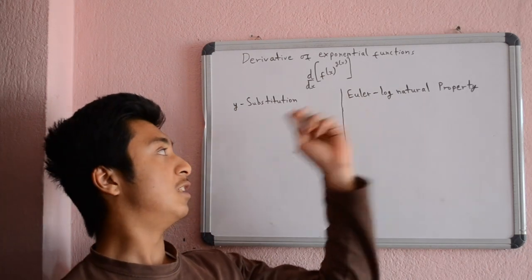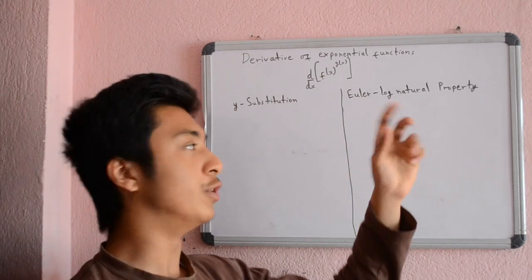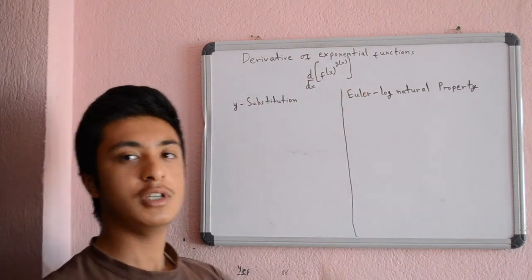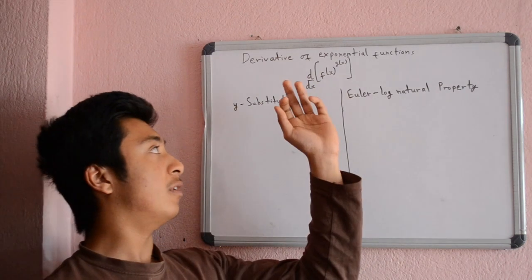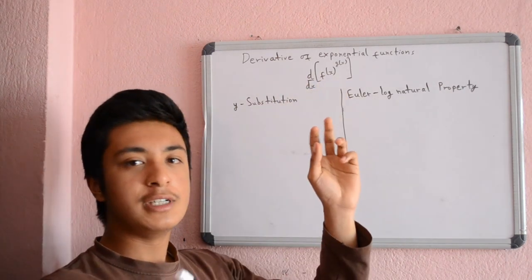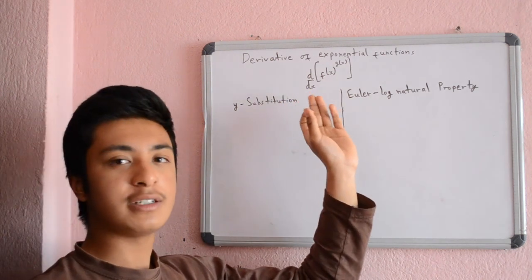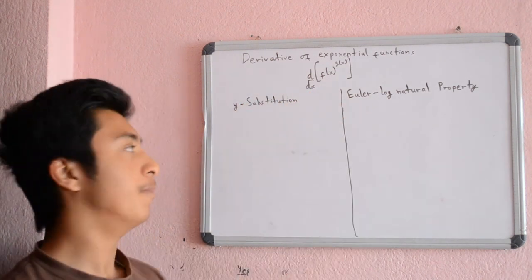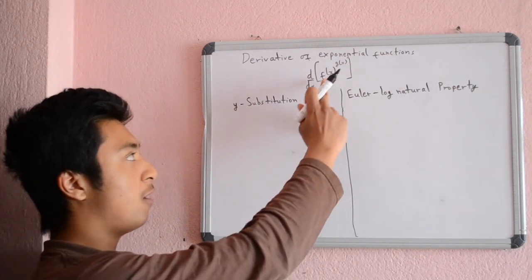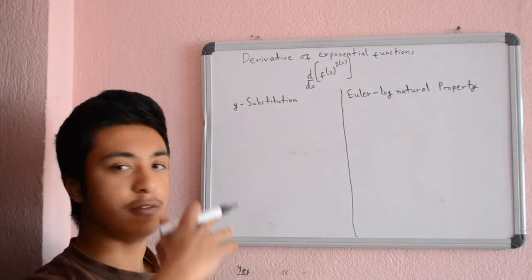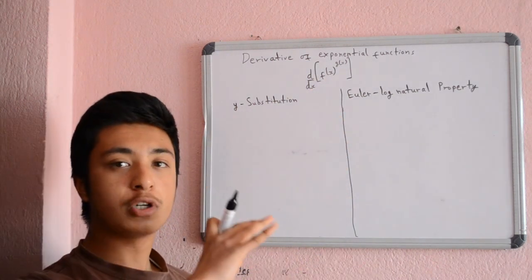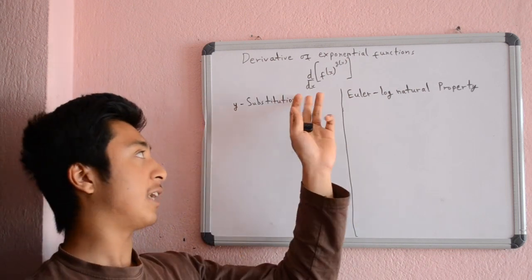Hello guys, let's look at two ways we can differentiate exponential functions. That is the case when we have a variable or a function to the power of a function, and we're differentiating with respect to that parameter of that function. So in this case, a function of x to the power of a function of x, and we're going to be differentiating that with respect to x.